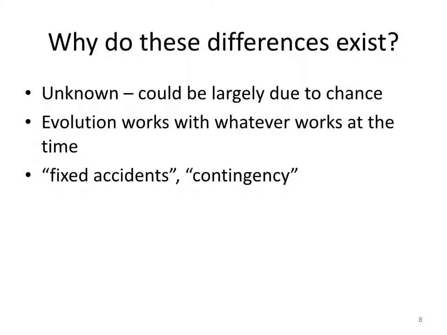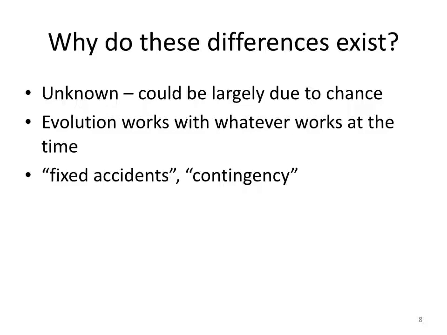Why do those differences exist? We don't know. We don't have an adaptive explanation for them, although the assumption is that they could be adaptive. Remember that evolution works with whatever works at the time. So those cells evolved those changes. The lineage that gave rise to those groups evolved those changes because it was good for fitness at the time, or at least wasn't bad for fitness at the time.